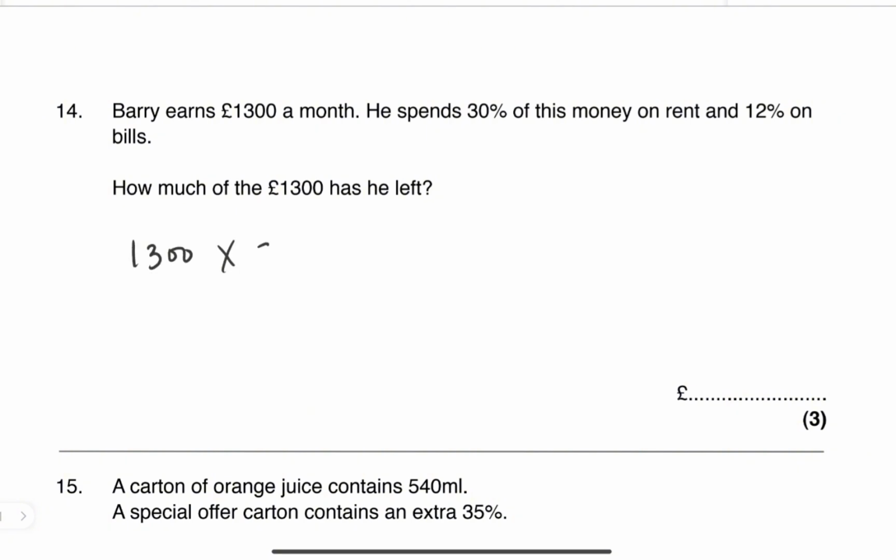1,300 times 30 over 100. That's 30%. 2 zeros cancel out 2 zeros. 3 times 13 is 39. So that's 390 on rent.